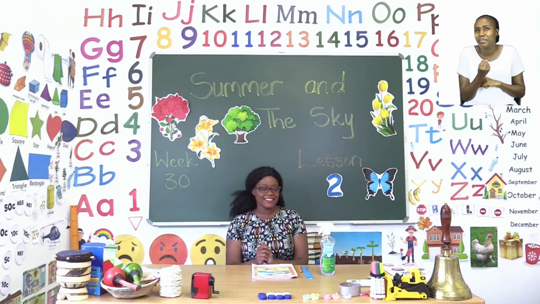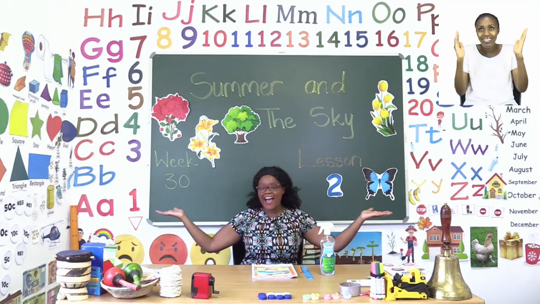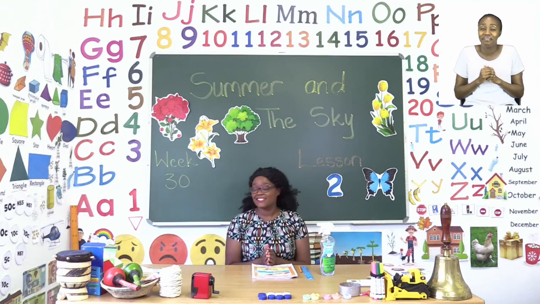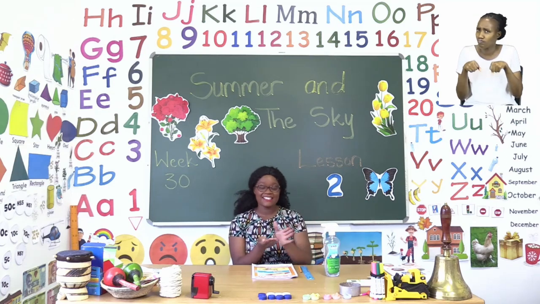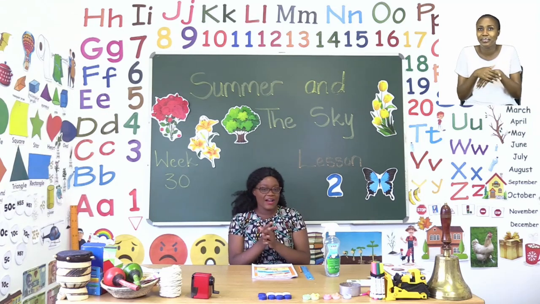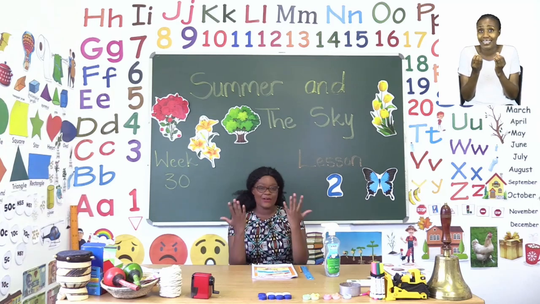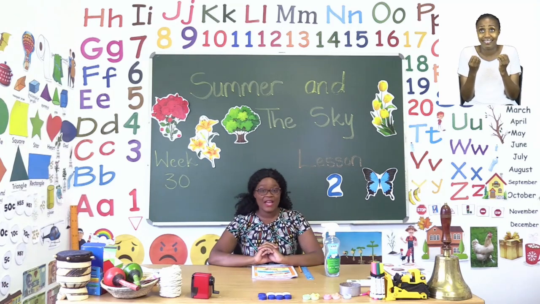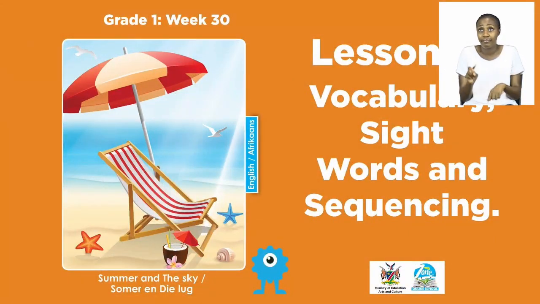Our theme this week is summer and the sky. And before we get into any lessons, boys and girls, we know that we need to sanitize. So let's take our sanitizer and rub our hands inside, round and round, in between our fingers, on our wrists and our fingertips too. Make sure your hands are dry before you touch anything else. For today's lesson, we will be doing vocabulary, sight words, and sequencing.